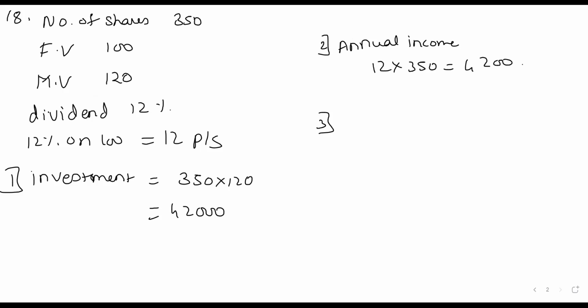And third one is rate of return. ROI is 12 upon 120 into 100. So that is annual income per share upon market price per share into 100. That is 10% is the ROI. This is done. Actually, you can find this ROI in this way also: annual income 4,200 upon total investment 42,000 multiplied by 100, 10%. With this, we have finished with this exercise and also the chapter of commercial mathematics.